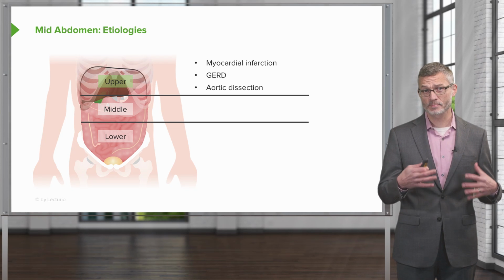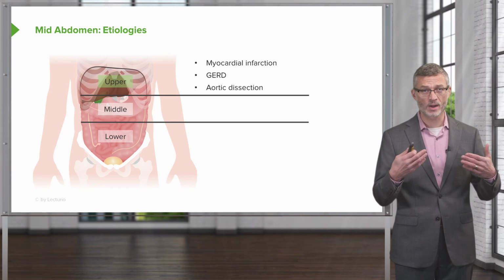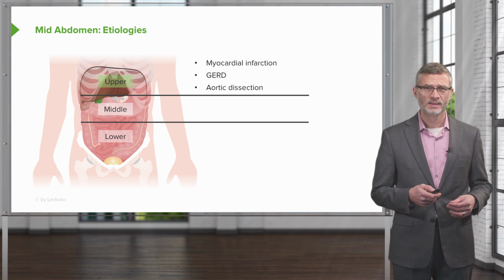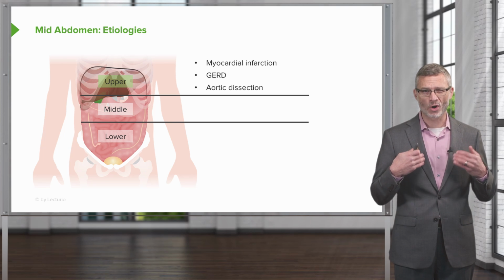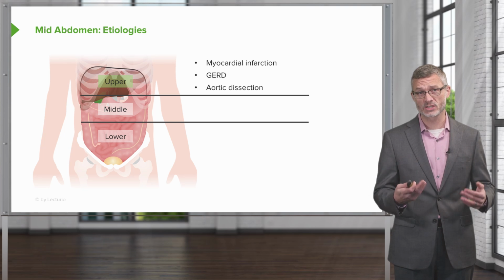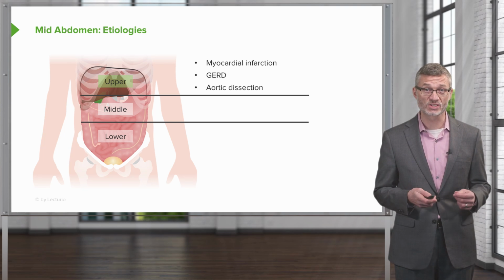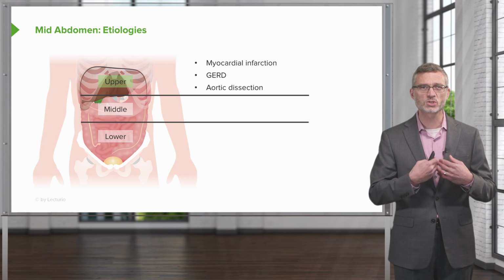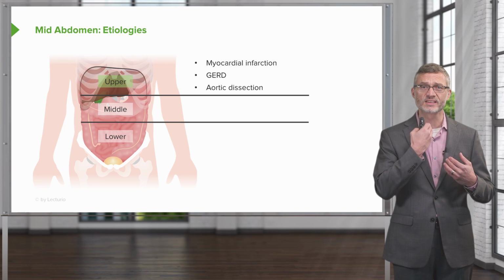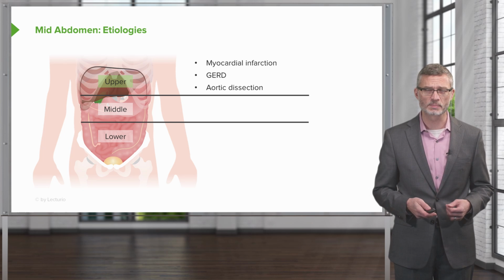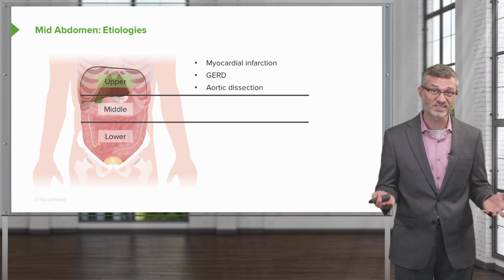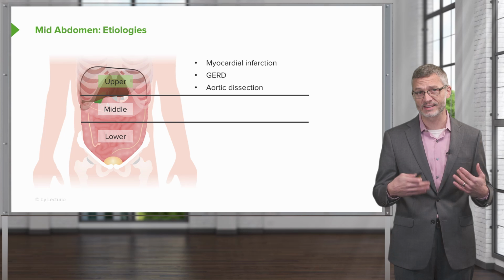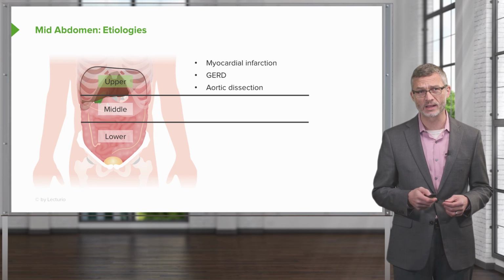Another way of dividing up the abdomen is just into thirds with upper, middle, and lower abdominal pain. Patients with upper abdominal pain, you always have to think about the thorax and potentially the patient is actually having acute coronary syndrome. Gastroesophageal reflux disease with that burning sensation that may start all the way up here at the base of the neck and can burn all the way down towards the epigastrium. And of course, aortic dissection. While it usually radiates to the back, it can certainly cause anterior pain as well.